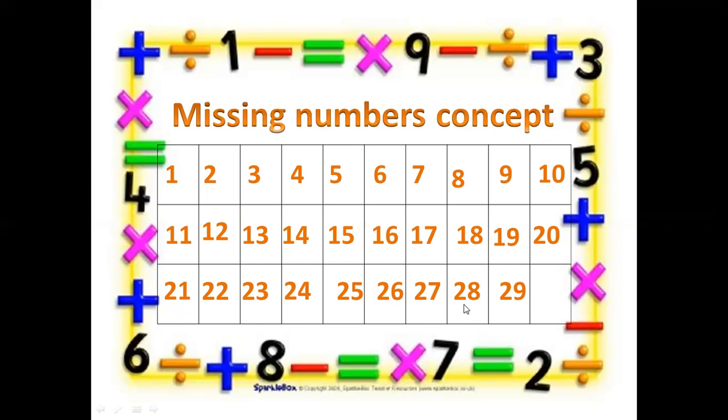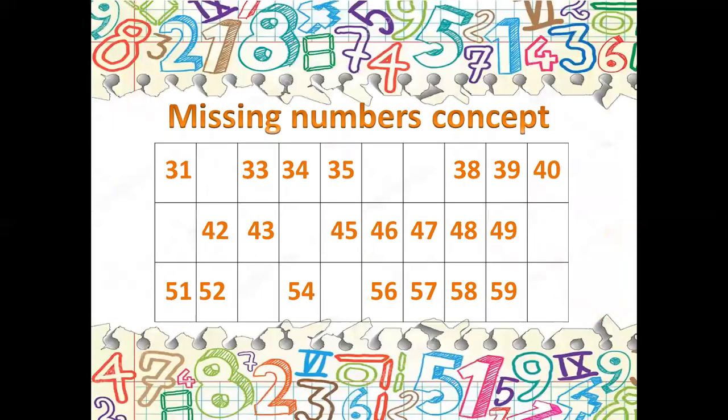And after 27, 28. And after 28, 29. And after 29, the number is missing. So, what will come after 29? 30. Now, after 30, 31. But after 31, the number is missing. So, what will come? 32.